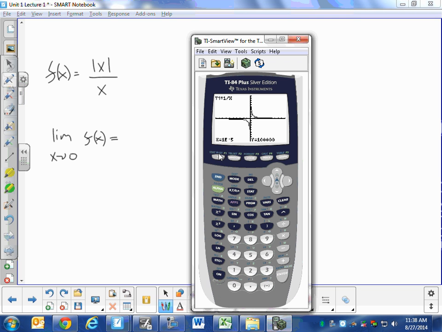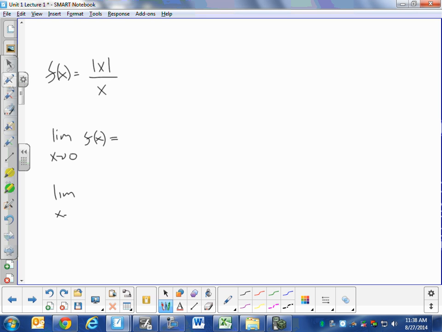If you forget how to pull up absolute, it's in math. You go right to number, and then enter on abs. Press right to get out of the absolutes, and you can grab it. Go ahead and check out the limit from the left of 0, the limit from the right of 0, and the limit in general at 0.